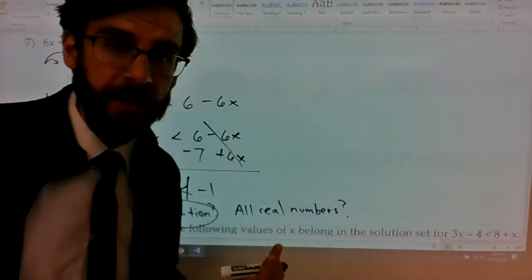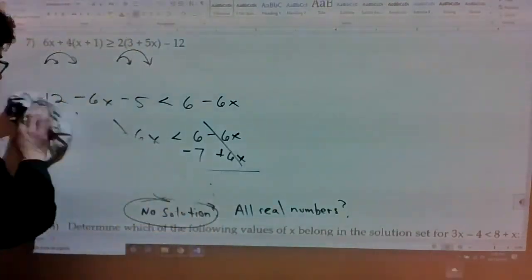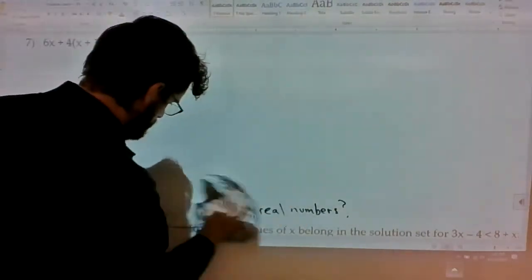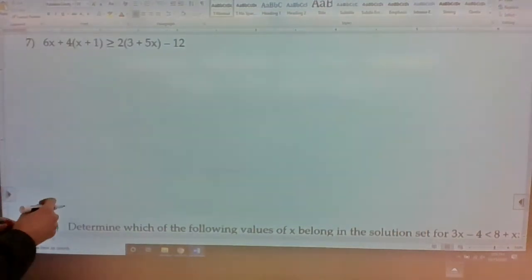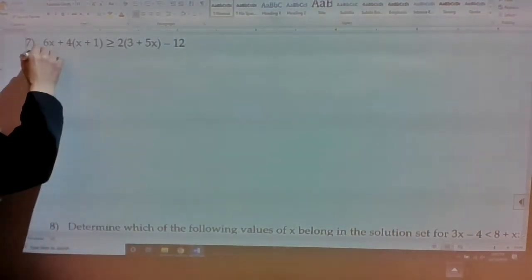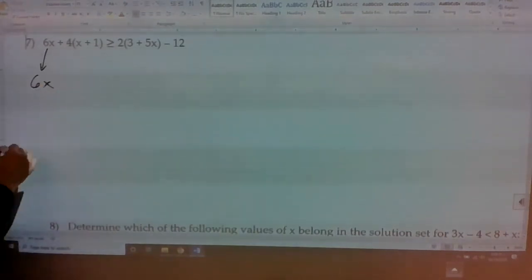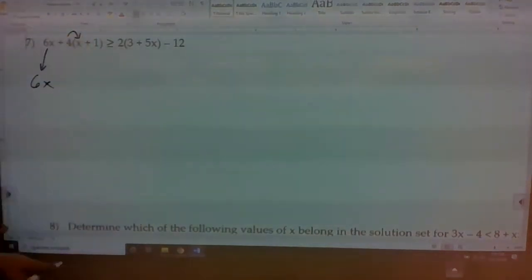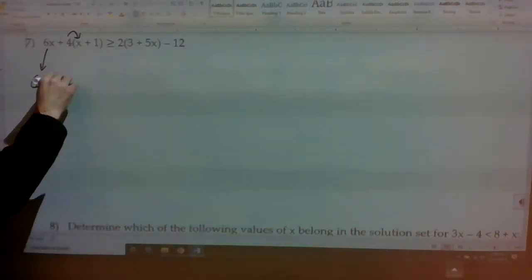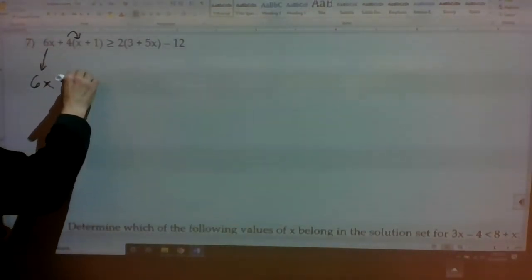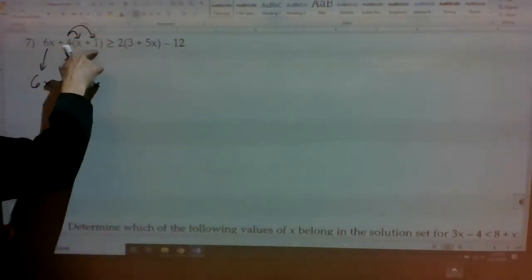Interesting. So the special cases, they're still there as well. How about this one? The 6x just drops down, 4 times x. You should pause it and try this one on your own, just like the last one. 4 times x is 4x. 4 times 1 is 4.